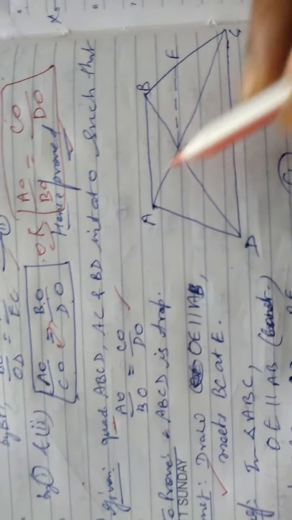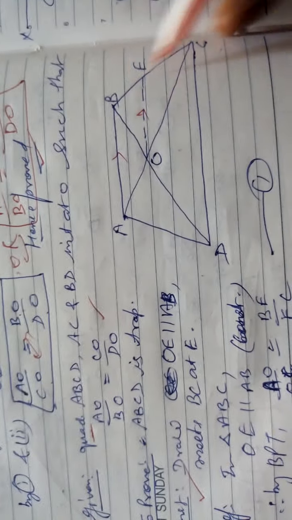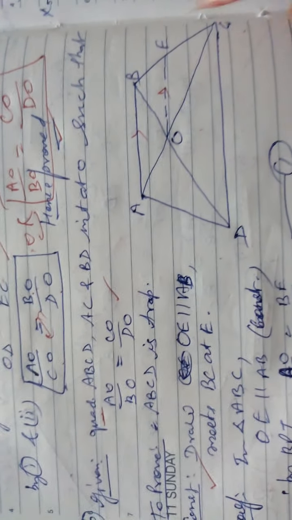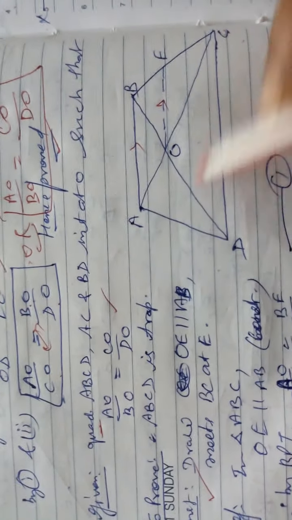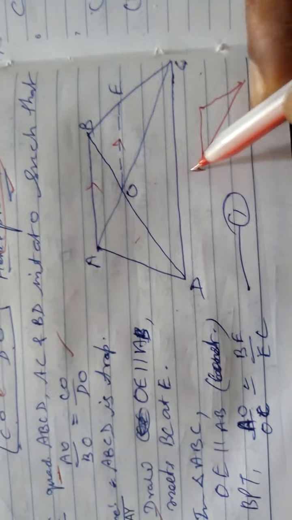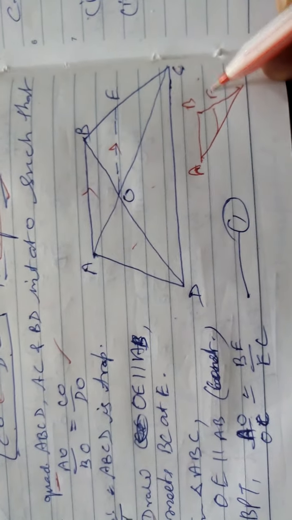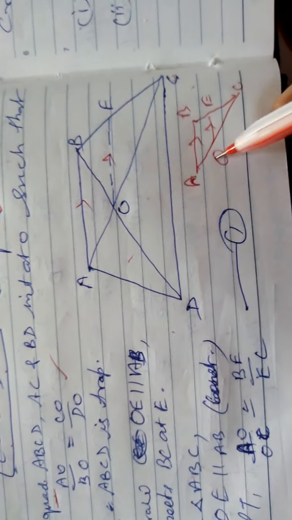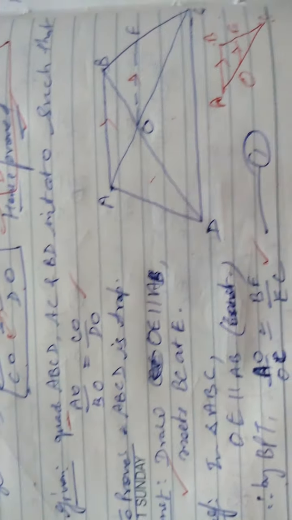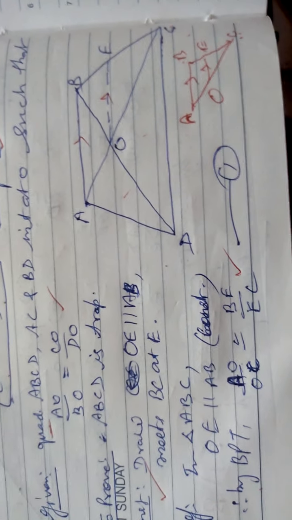Again draw a line parallel to AB. I am drawing a line parallel to AB, meets BC at E. Proof. In triangle ABC, you will get the same figure as in the previous one. In triangle ABC, OE is parallel to AB, which you have drawn. It means by the BPT, AO upon OC is equal to BE upon EC. This is equation 1.